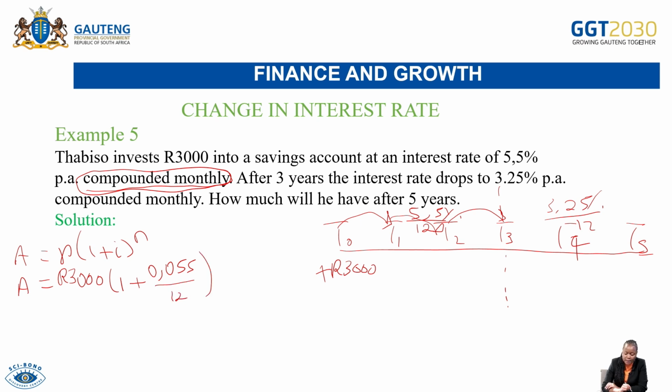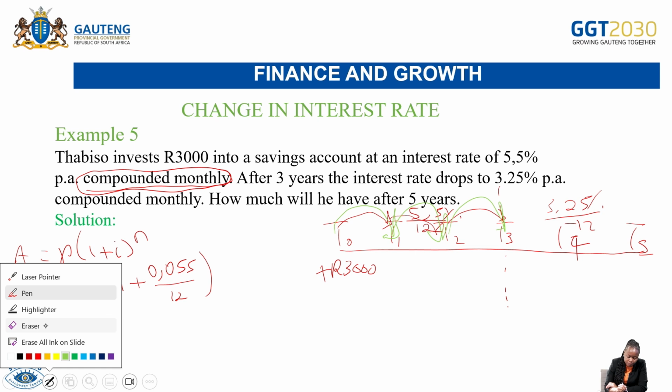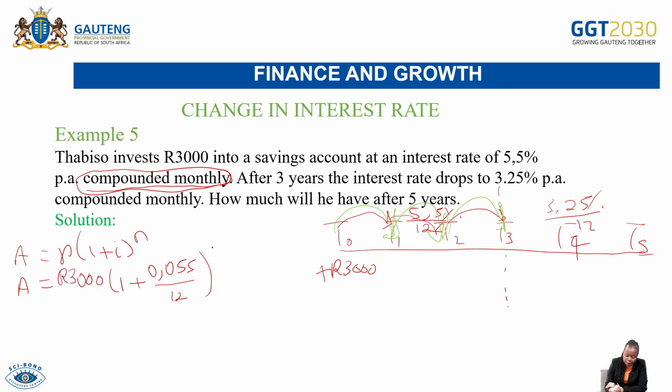You close the bracket. This interest is going to be effective for how long? It is going to be for 3 years, right? Because you'll say it's year 1, year 2, and year 3. So it means you will have 3 times 12, since we said it is compounded monthly.